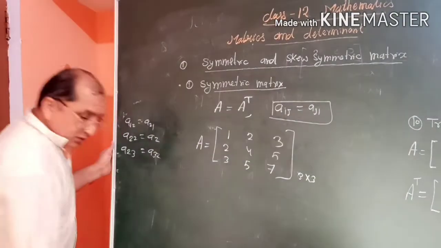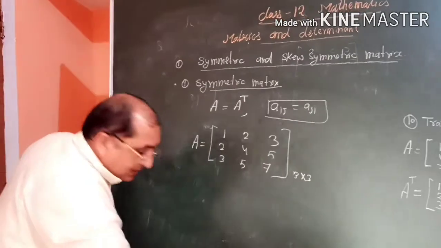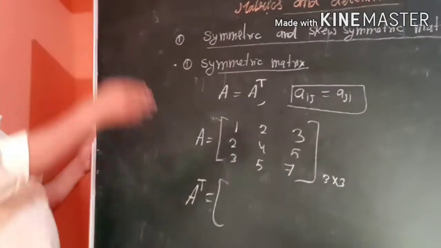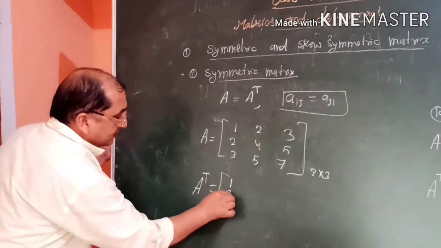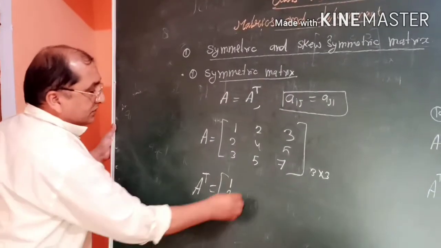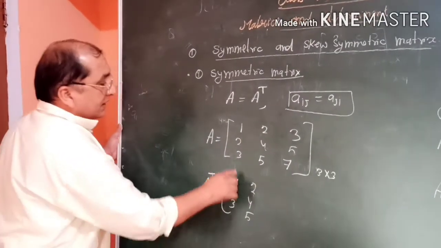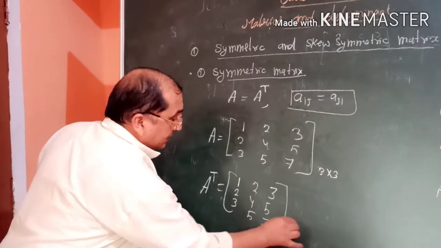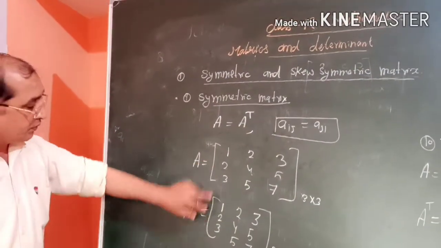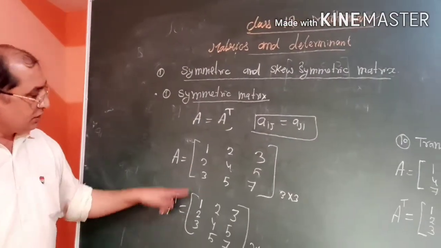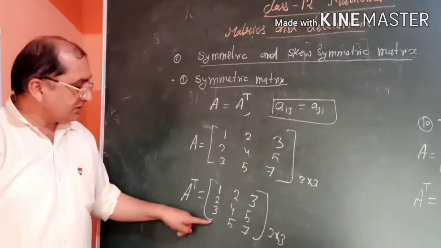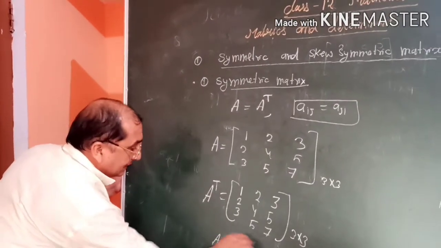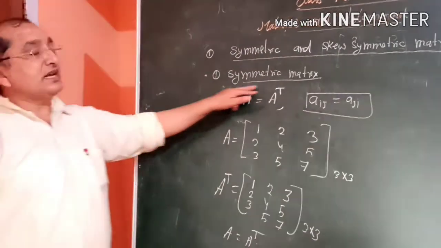Now see, on transposing this matrix to get AT, a row is converted into a column. So we write 1, 2, 3, and the second row is converted into the second column, 2, 4, 5, and the third row into the third column, 3, 5, 7, and this is 3 cross 3. Now we can check both of them. Both matrices are the same: 1, 2, 3, 2, 4, 5, 3, 5, 7. No change at all. It means A equals AT, and this is known as a symmetric matrix.